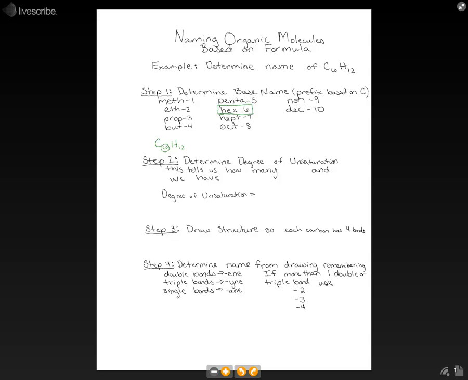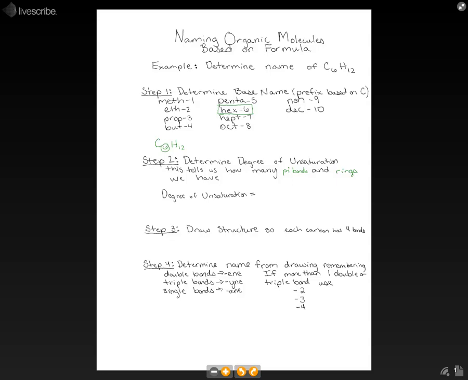So we've already got part of the name picked out, but that's kind of the easy part. In step 2, we're going to use the degree of unsaturation equation, and that's going to tell us how many pi bonds and rings we have. That's kind of important because it is tricky to figure it out without doing this. It just requires a lot of drawing.